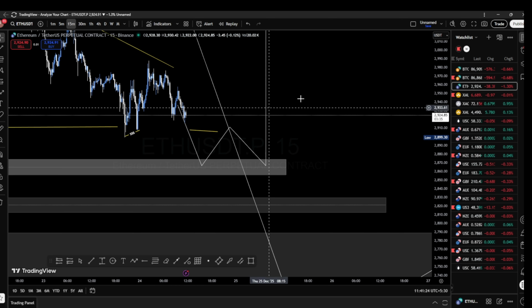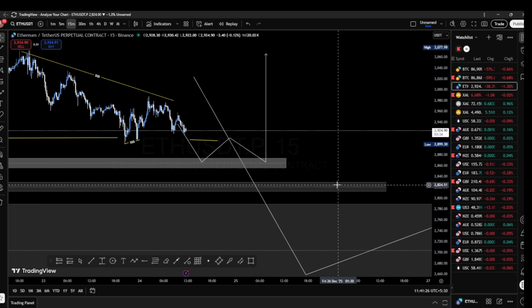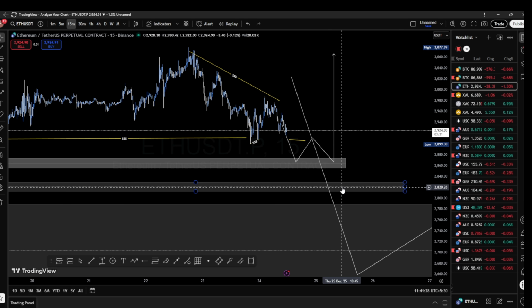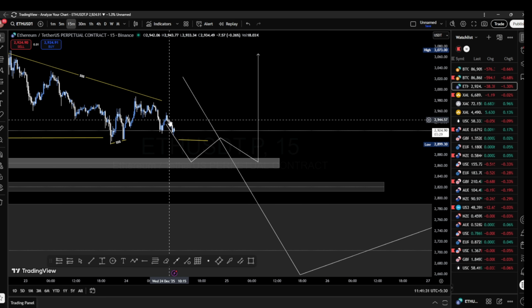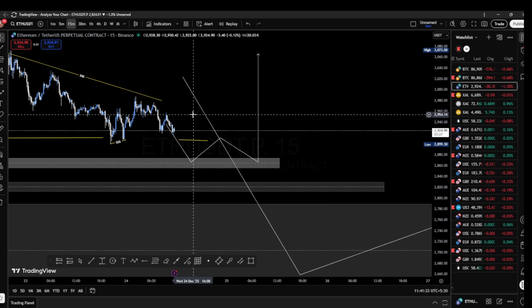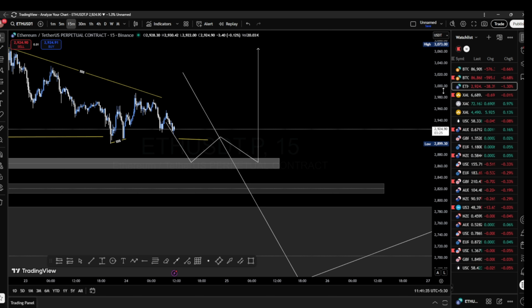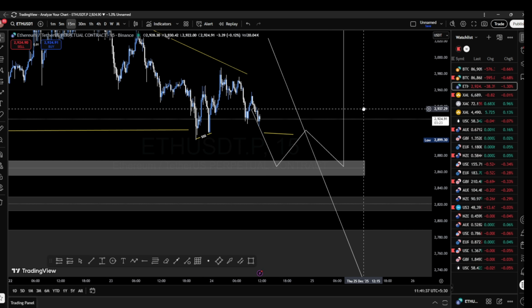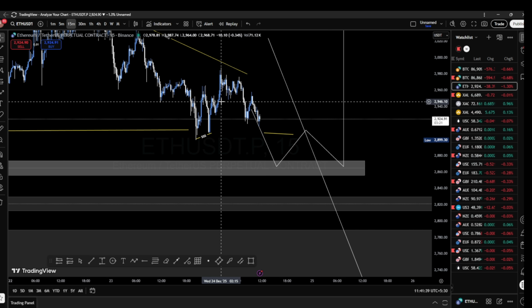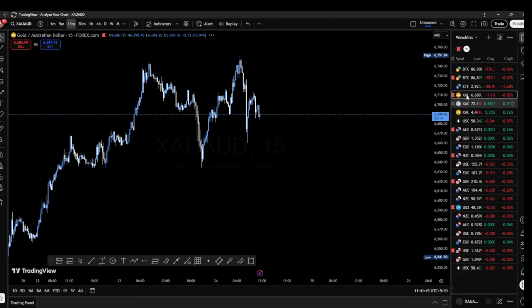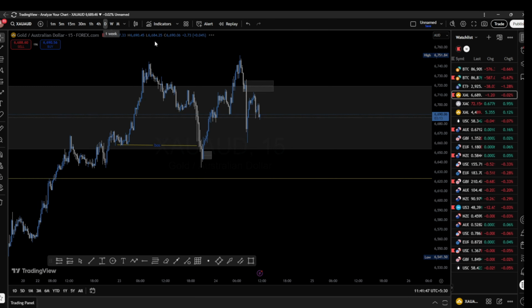Same lesson if you want to go upside, and you can plan, but the target is going to be according to you, because this is a scalp. So let's talk about gold. What's going on in gold?